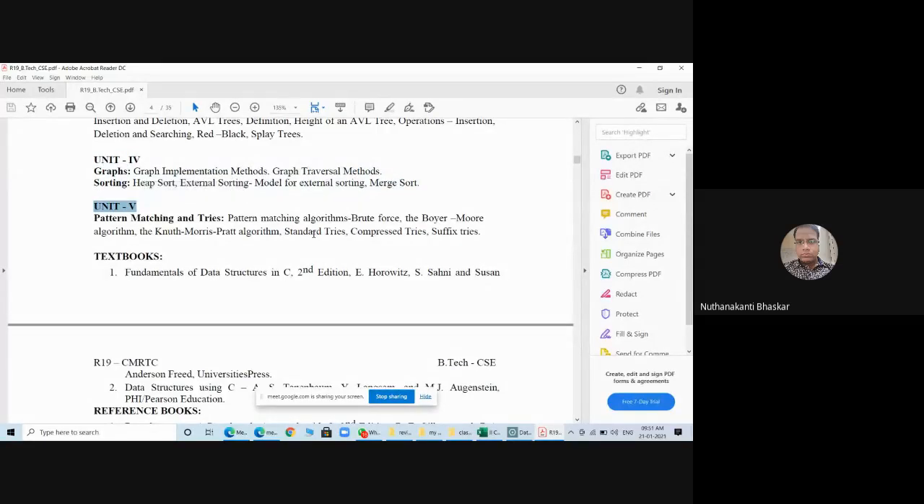Today we are going to start the fifth unit. This fifth unit contains pattern matching and tries. Under pattern matching algorithms: brute force, Boyer-Moore, and Knuth-Morris-Pratt algorithm, the KMP algorithm for short. The two topics are pattern matching and tries. The tries are standard tries, compressed tries, and suffix tries. So there are three pattern matching algorithms and three tries.